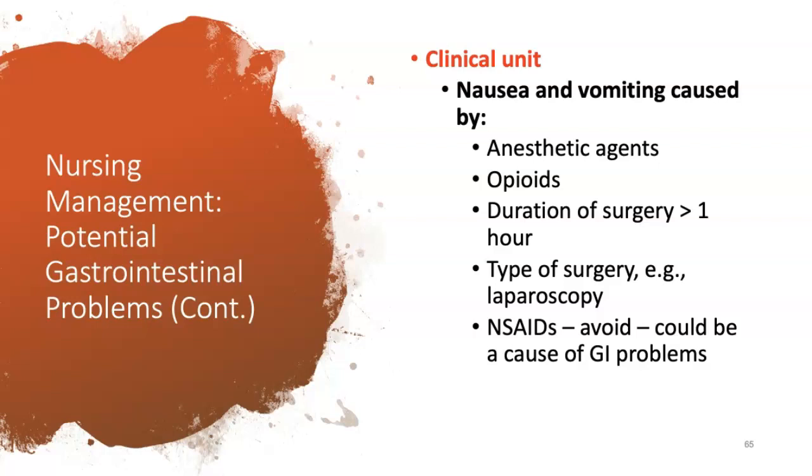In the clinical unit, the nausea and vomiting could be caused by, again, anesthetic agents, but more so opioids. If the duration of the surgery is greater than 1 hour, typically people can feel nauseated. Again, the type of surgery. And it's important to avoid NSAIDs because they could be a cause of GI problems.